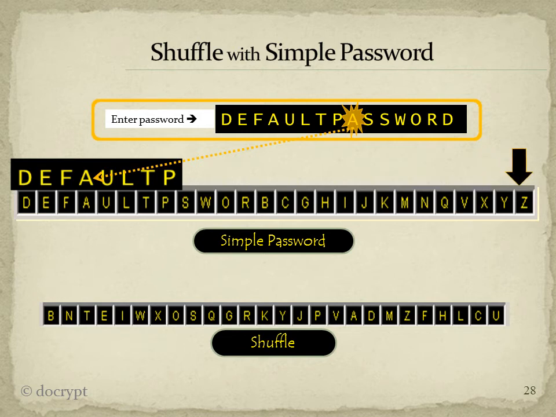One last thing before we leave this slide. Again, depending on who your cryptanalyst attacker is, you don't want to give him too many clues. Take a look at the end of our default password Shuffle compared to a normal Shuffle. See the clue?